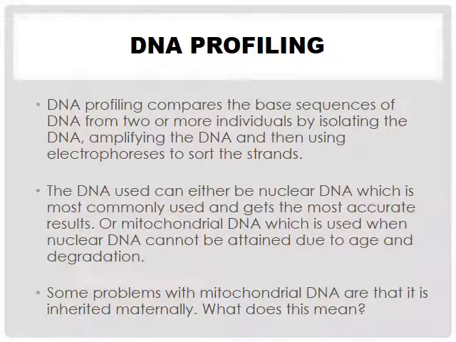And as I said before, often mitochondrial is used when we can't get nuclear DNA, but if you've got access to the nuclear DNA, that's probably the best sample to use each time, but you would go to the mitochondrial if that's not possible. Some problems with mitochondrial DNA is that it's inherited maternally. So as we said before, you can use it to sort down to a family group, but you can't use it to differentiate between siblings.